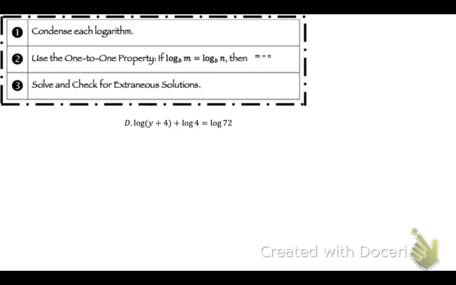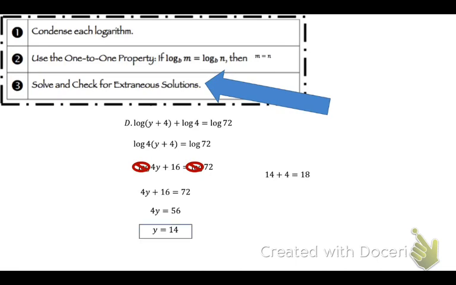Let's do this one. So we have log of 4 times (y plus 4) plus log of 4 equals log of 72. Well, let's condense that on the left to become one logarithm. Addition goes with multiplication. So that's log of 4 times (y plus 4) equals log of 72. Distribute that 4 in, so you get 4y plus 16. Now we can drop those logs, and you get 4y plus 16 equals 72. Subtract that 16, 4y equals 56. Divide by 4, y equals 14. Plug it in to check, and it works. I only plugged it into the y plus 4 because that's the only place where we had a y. Okay?